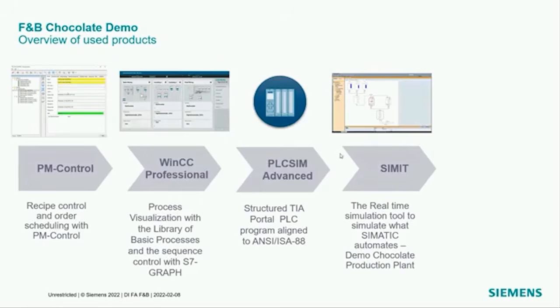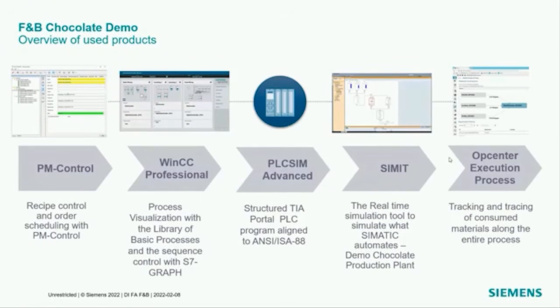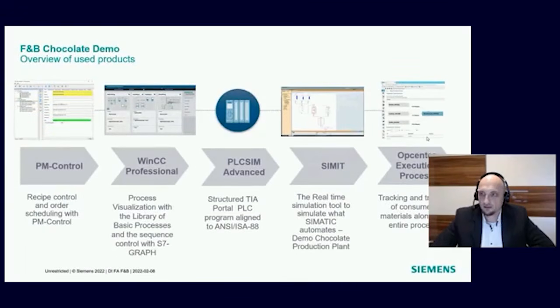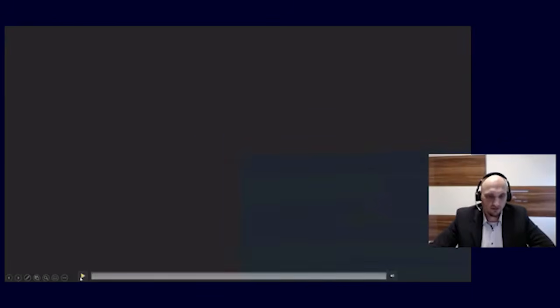So the first four components are installed on one virtual machine. Finally, on the second virtual machine, we are running Opcenter Execution Process, where we are just using the tracking and tracing functionality. Of course, there we also built up the same material information, and we rebuilt the same equipment configuration as in the PLC or in the WinCC project. So now let's have a look at how this looks in reality and what the look and feel is like. I'm going to start a video.